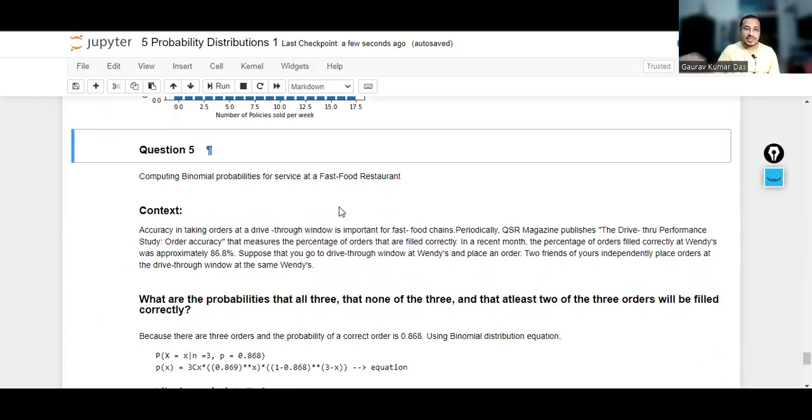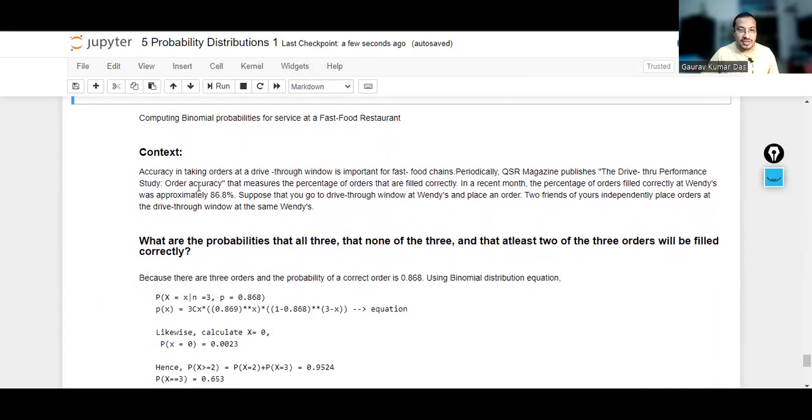Computing binomial probabilities for service at a fast food restaurant. Accuracy in taking orders at a drive-through window is important for fast food chains. Periodically, QSR magazine publishes the drive-through performance study order accuracy that measures the percentage of orders that are filled correctly. In a recent month, the percentage of orders filled correctly at Wendy's was approximately 86.8%.